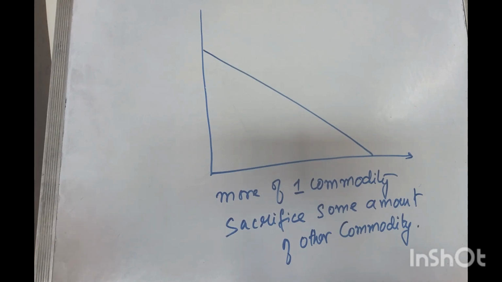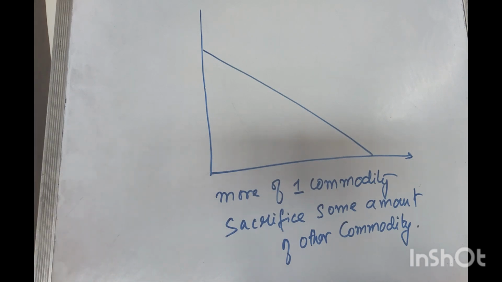Why is the budget line downward sloping? Because if the consumer wants to get more of one commodity, then he has to sacrifice some amount of the other commodity. His money income is given, that is fixed, and cannot be increased. So with that given money income, if he wants to purchase more of one commodity, he has to sacrifice some amount of the other commodity. That is why the budget line is downward sloping.